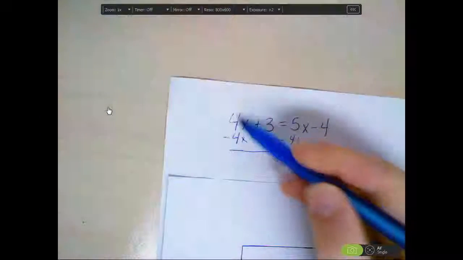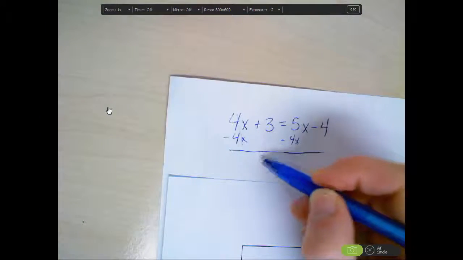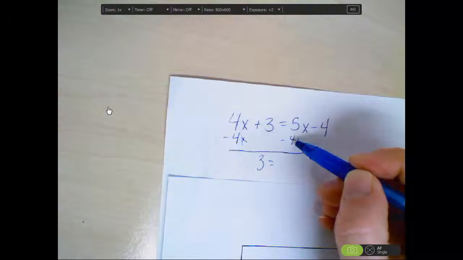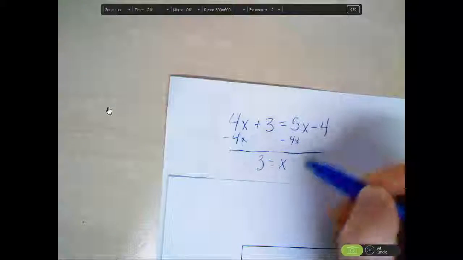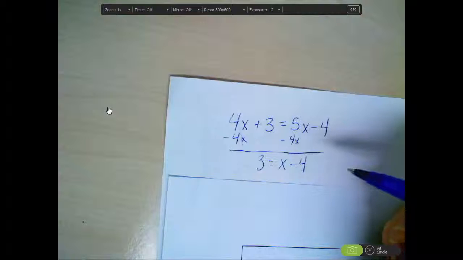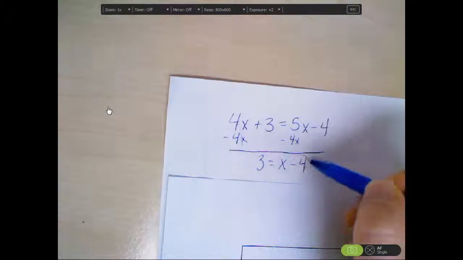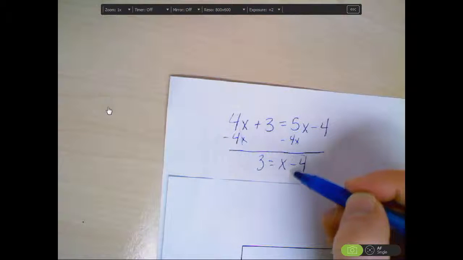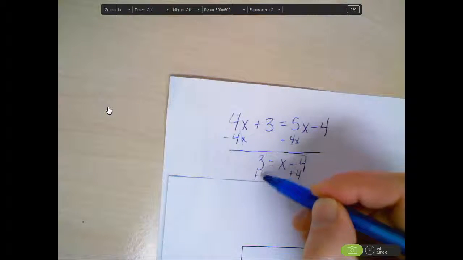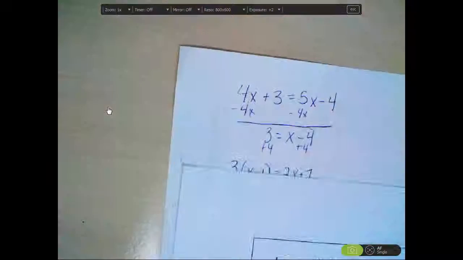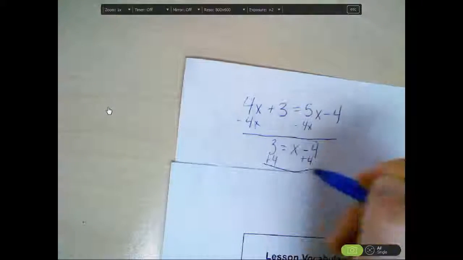On the left-hand side, the 4x's cancel out. Bring down the 3. On the right-hand side, 5x minus 4x is 1x. Bring down the minus 4. Now you just have a one-step equation. The x is on the right, so we need to move all the numbers to the left. Since the 4 is negative, we're going to add 4 to both sides, and x equals 7.